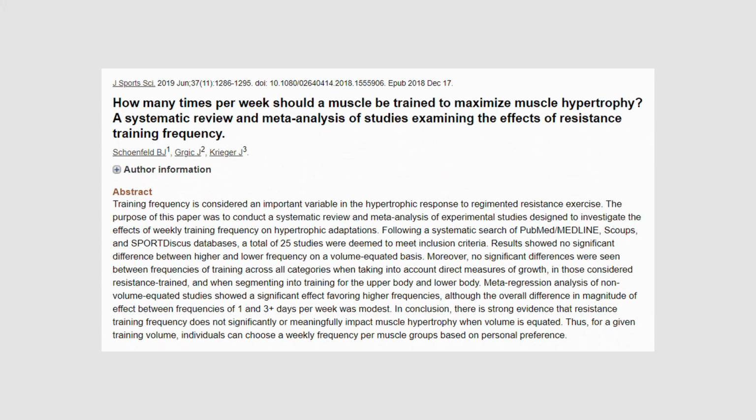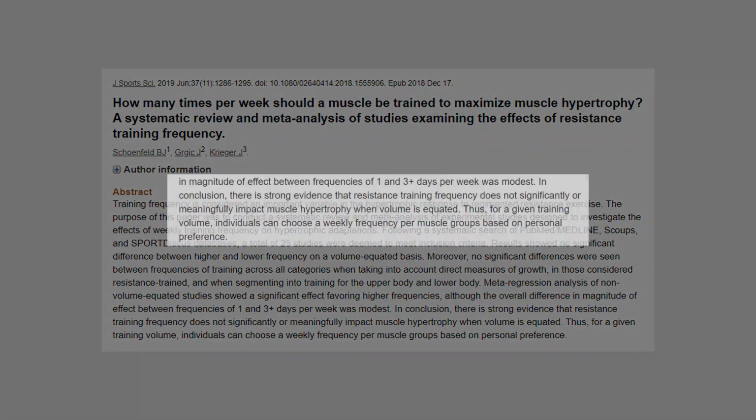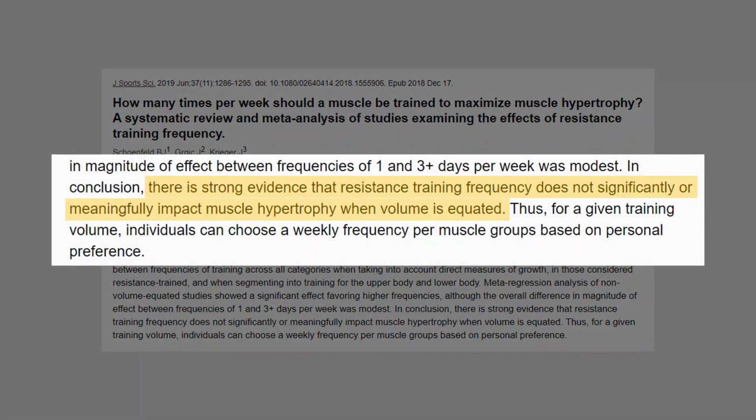This meta-analysis found that training a muscle group between 1 and 3 days per week had no significant impact on muscle growth when weekly volume was equated. However, from a practical perspective, it should be understood that lower frequencies mean more volume should be used per session, and higher frequencies mean that less volume should be used per session. So individuals can probably choose a weekly frequency based on personal preference.